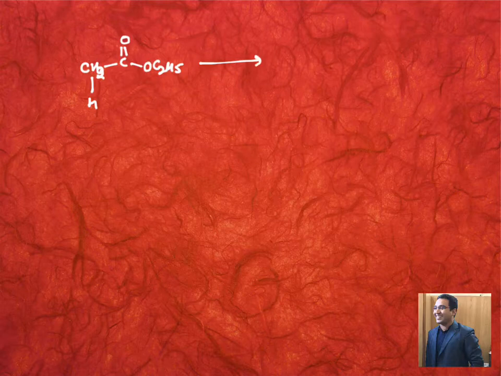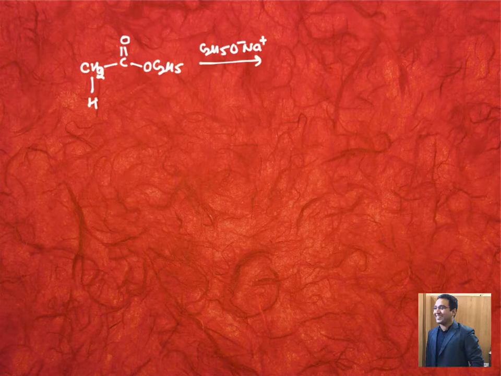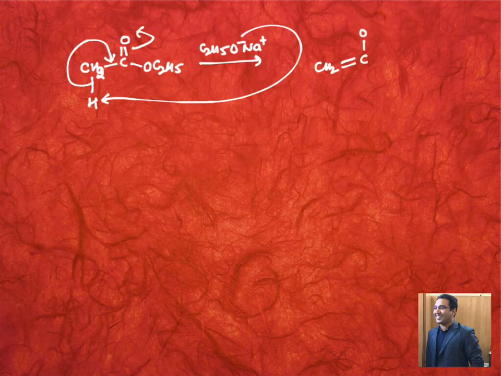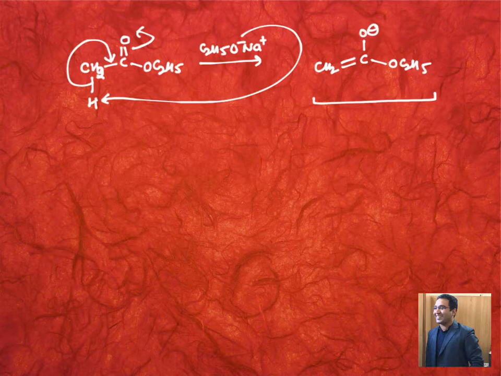Whenever you are given a base, C2H5O- Na+, this base can come and pick this hydrogen. When the base picks the hydrogen, it can give an enolate kind of species, which is CH2=C(O-)OC2H5. Now this is a carbanion which can attack wherever required. So where can it go and attack? It can attack on any other ester molecule.